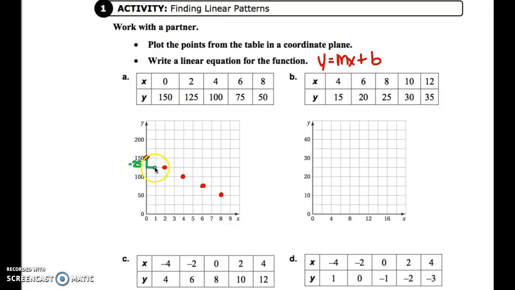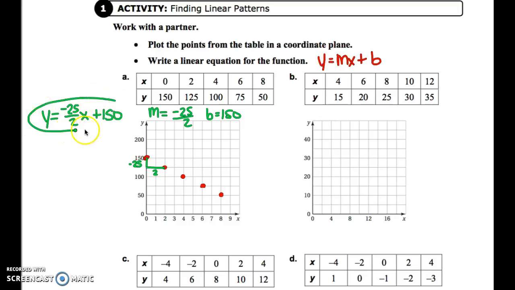And we're going right 2, because those down there go by 2s. So your slope for this one is negative 25 over 2. Your y-intercept is 150. So if we take that and put that into equation form, we have y equals negative 25 halves x plus 150. And that's your equation for part A.